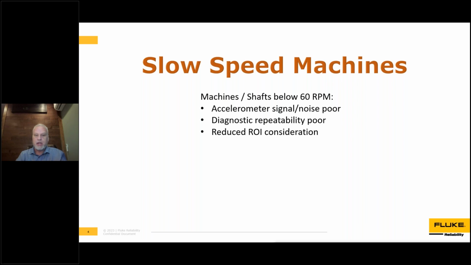Slow speed machines, real quick, I'm just going to define them. For us, we define slow speed machines as shafts below 60 RPM. Typically, when we get below 60 RPM, our diagnostic repeatability becomes much less repeatable, and we think it's a reduced ROI on those assets. So I think that's one of the reasons this is a hot topic for a lot of people, and there's a lot of facilities and a lot of verticals that have a fair amount of slow speed machines, so we try and work towards those machines and always get better.